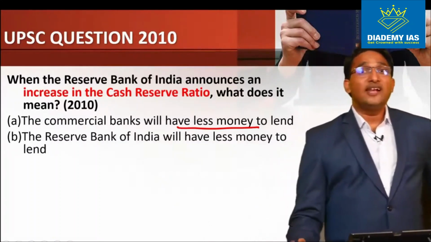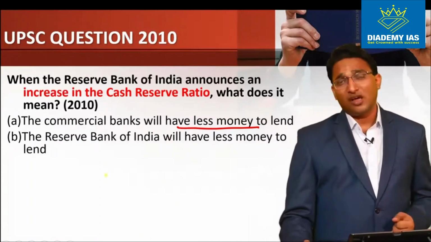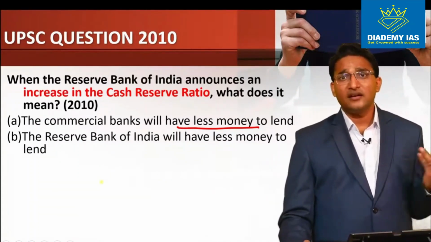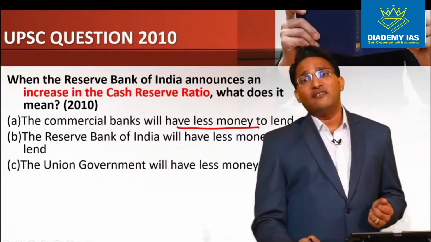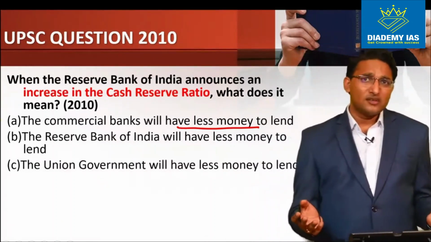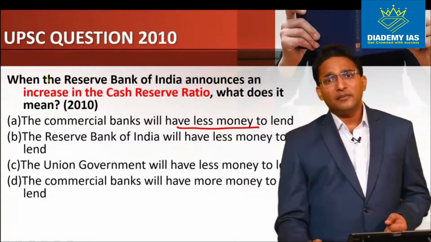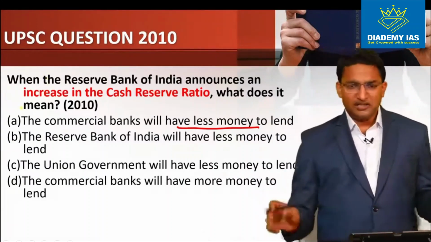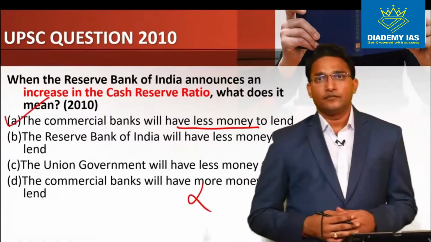the Reserve Bank of India will have less money to lend. Not necessarily, because the impact is upon the commercial bank. Reserve Bank of India has sufficient money. Union government will have less money to lend. There is no discussion about the union government. It does not impact the union government directly. The commercial banks will have more money to lend. It is completely wrong. So the answer is option A.